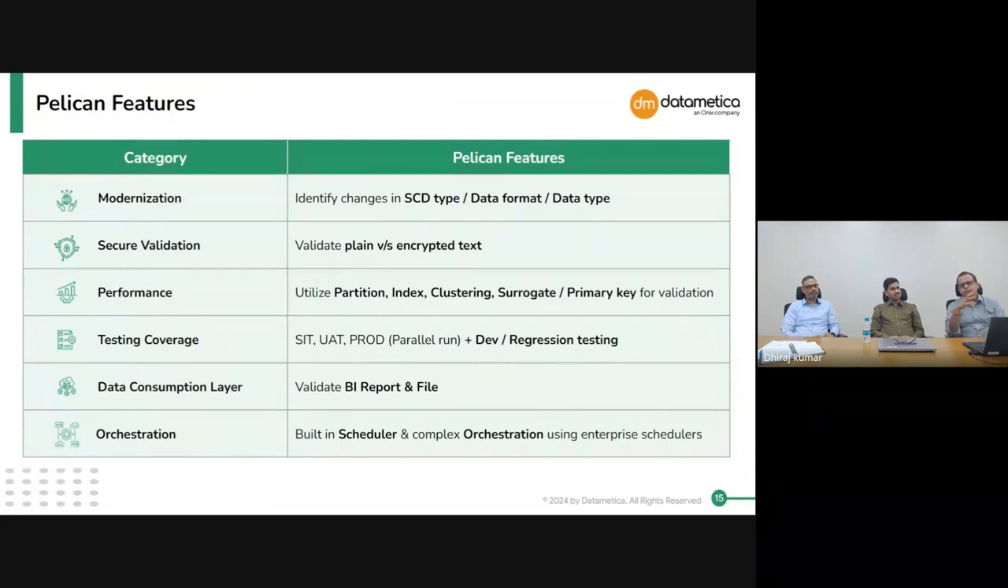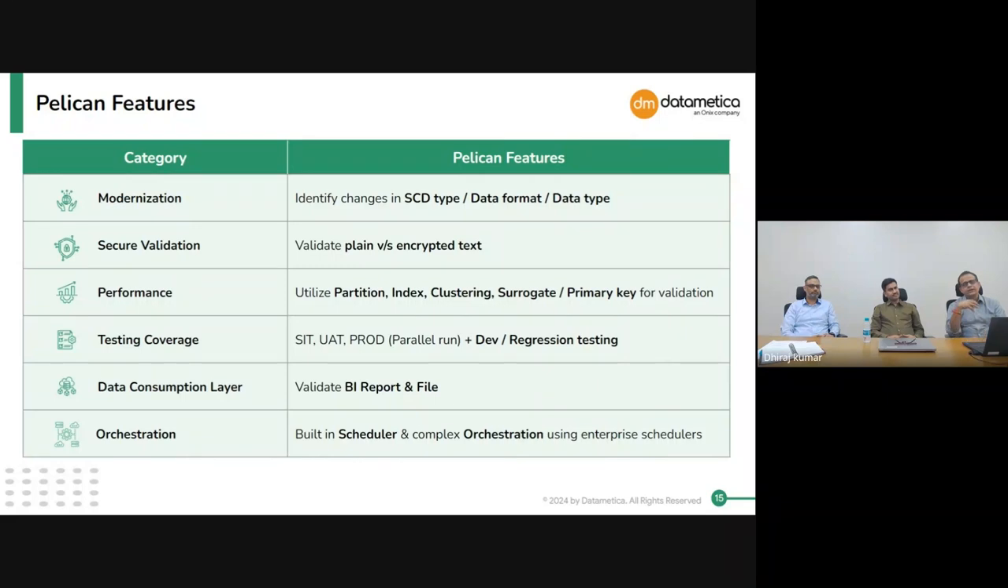Dheeraj talked about data consumption layer validation. We do have features where we can validate BI report data. You can upload CSV and Parquet files to the tool, and we can validate those downstream files for you. So that is a feature.